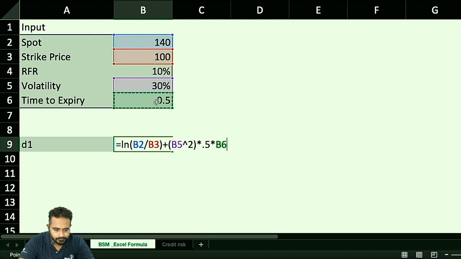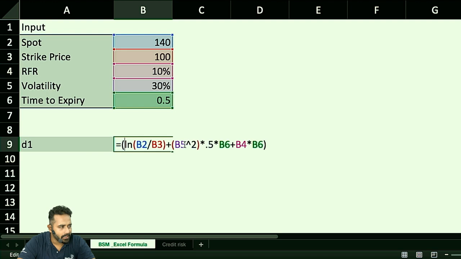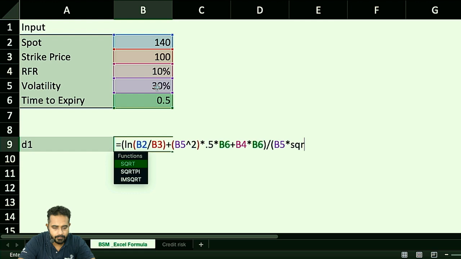Third, plus. Let's do RFR 10% into time period adjustment 0.5. All right. Now let's put a bracket to the whole thing to separate this as a numerator. So numerator made of three terms, log normal of spot by strike plus half of variance multiplying by 0.5, which is half of variance adjusted for time period, plus RFR adjusted for time period, divided by sigma multiplied with square root of the time period. Okay, so there you go. That is your formula for D1. Have I done the formula correctly?